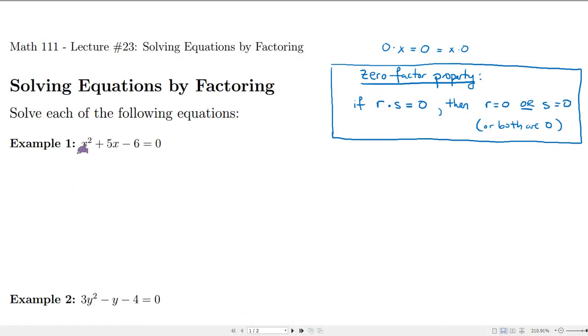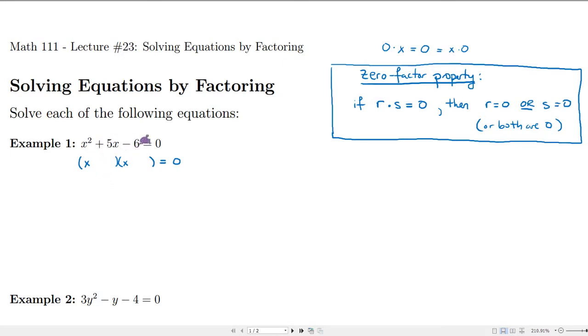So let's begin and factor the left-hand side. We're trying to solve this. We're trying to figure out which x values will give us a solution to this equation. The factorization of the left would be what? Well, we can write this as x plus or minus something, x plus or minus something, equals 0. And what do we have here? Well, we have that the leading coefficient is a 1. So we have to find two numbers whose product is -6 and whose sum is +5.